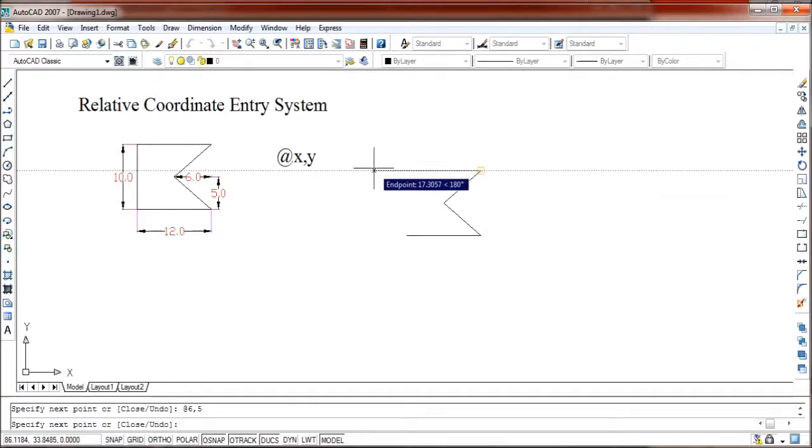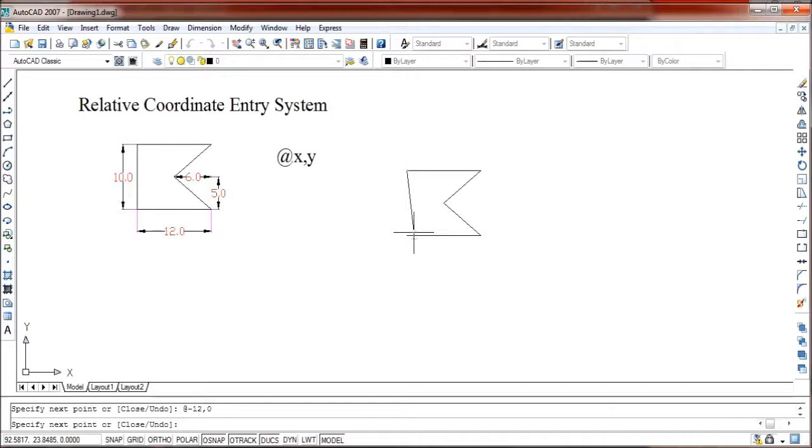Then now I have to move to the left side, which is the negative x-axis, because my reference point will be this point now. So I have to type @-12,0, because this is a horizontal line and there is no distance towards y. Then press enter. Now I get to this point again.